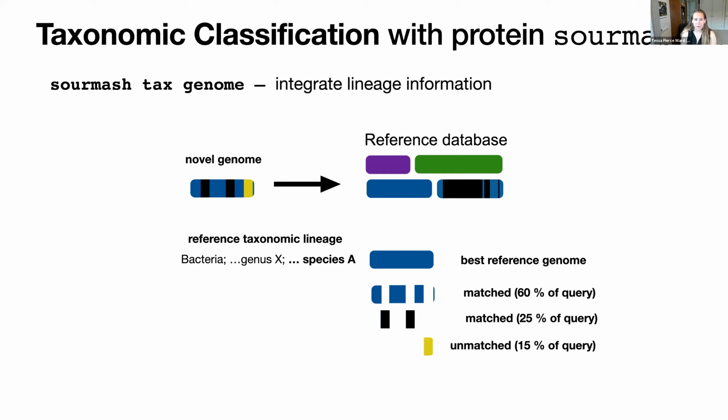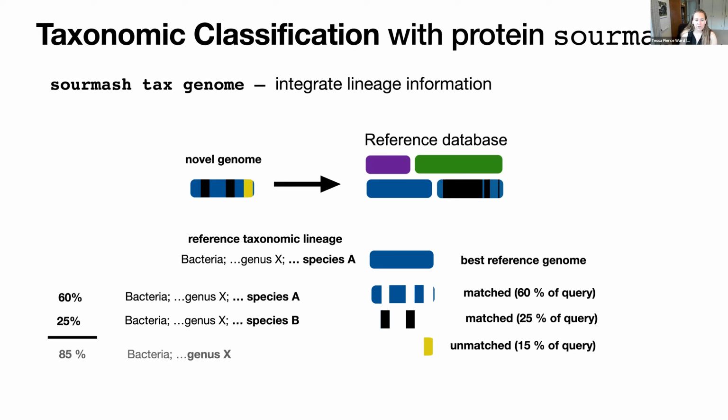What we can do then with the tax genome command is take the reference taxonomic lineages assigned to each of those best matching reference genomes, and we can transfer them onto the match percentages for our novel genome. So in this case, we're getting 60% to that species A and 25% to that other reference genome, species B. But because these are non-overlapping matched regions, we can actually sum that to get the percent match at the least common ancestor for these two. So in this case, genus X has an 85% match.